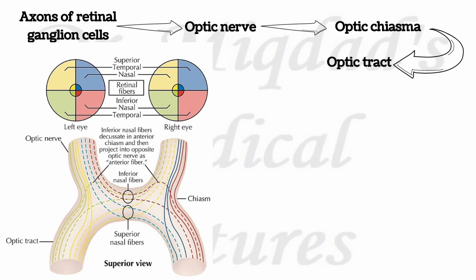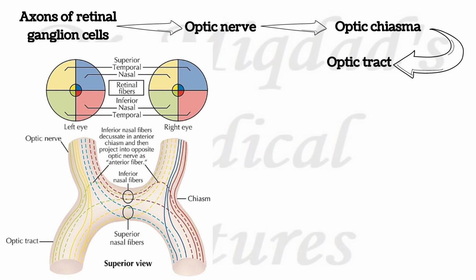Now, if you look at the image here, you can see that at the point of decussation or crossing, the fibers coming from the inferior part of nasal hemiretinae, or we can say the inferior nasal fibers, decussate within the chiasma more anteriorly than the superior ones. As the inferior nasal retinal fibers approach the posterior aspect of the chiasma, the fibers shift to occupy the lateral aspect of the contralateral optic tract.